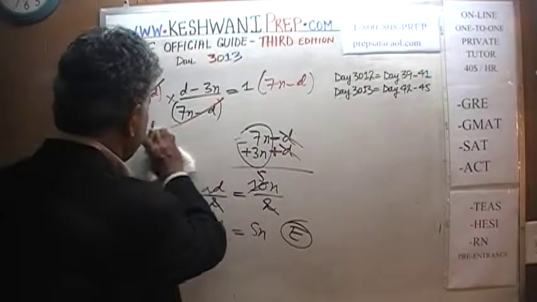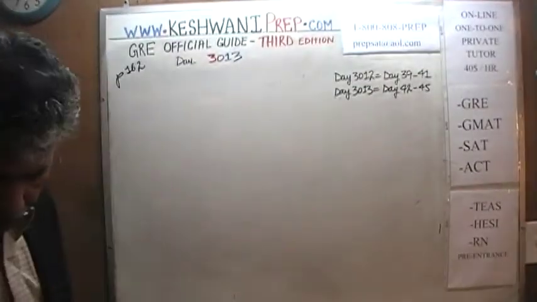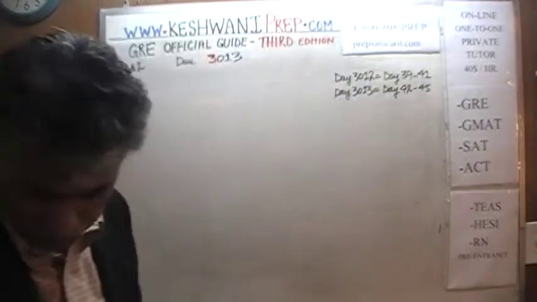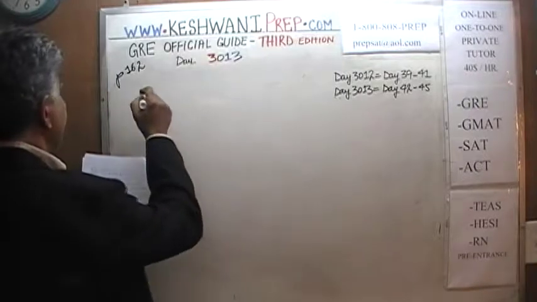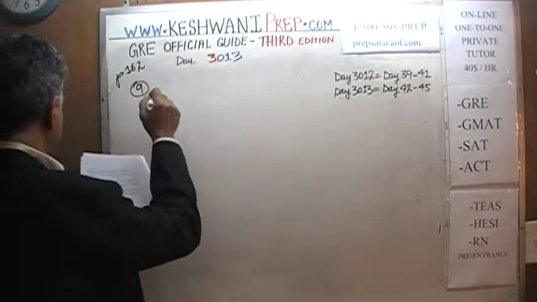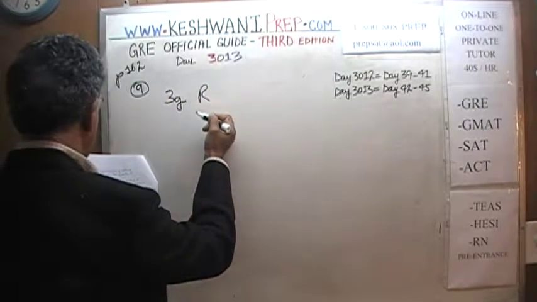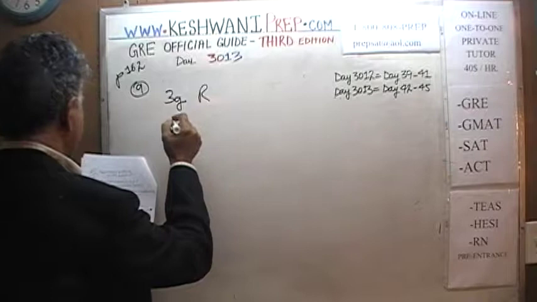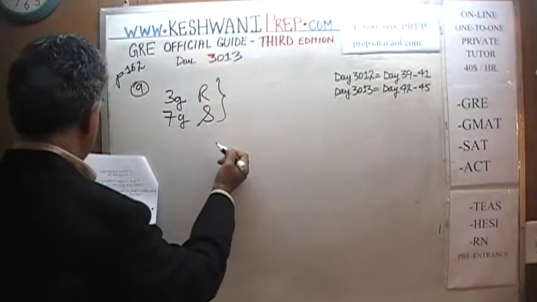Problem number 9. And problem number 9 is a mixture problem. We have two solutions of different concentration, and we're going to mix them together. We are told that we have 3 grams of R and 7 grams of solution S. We're going to mix them together.